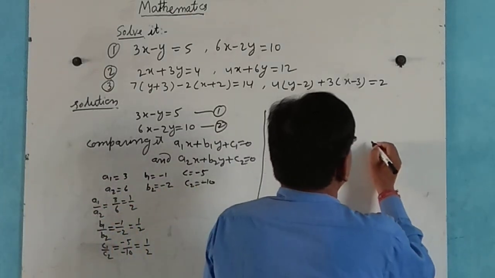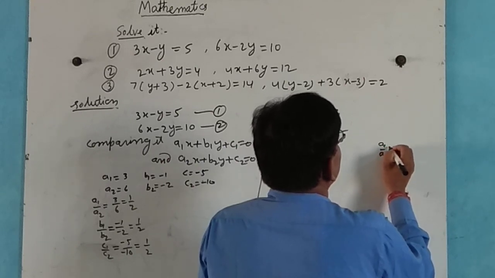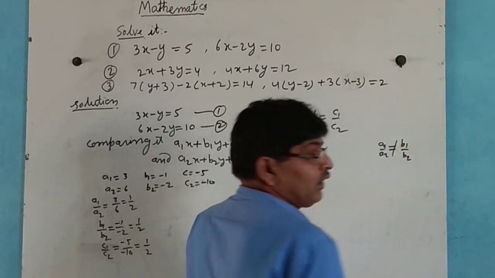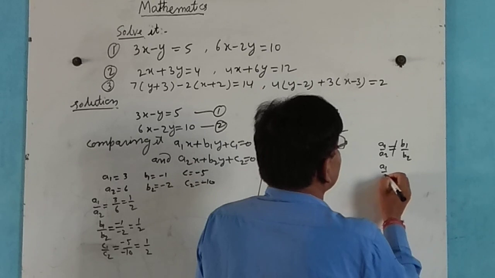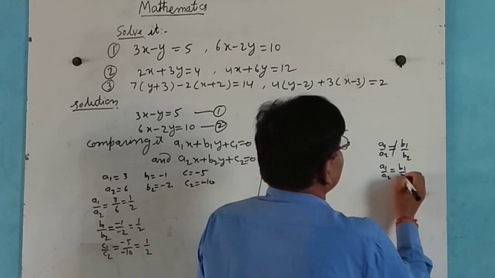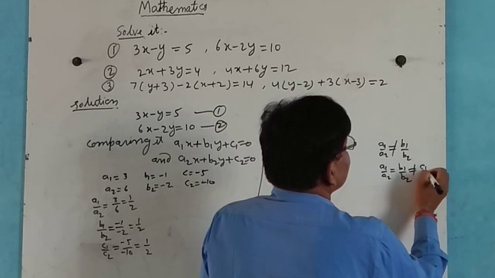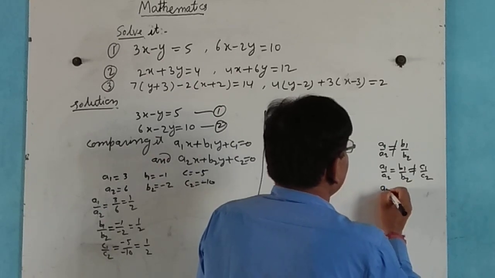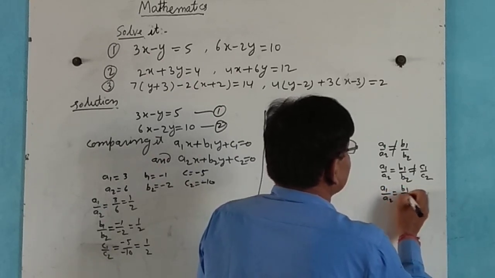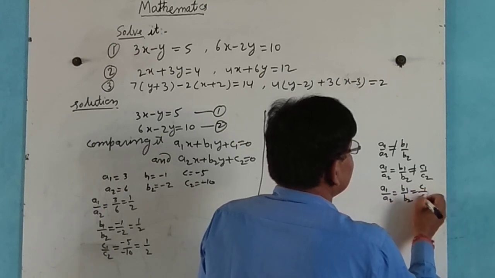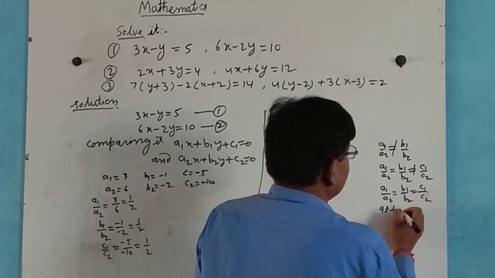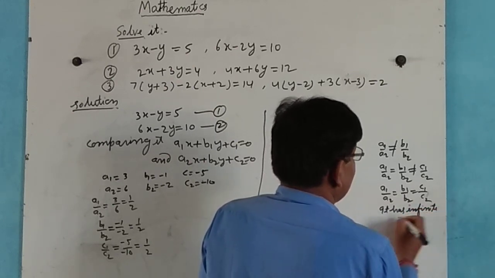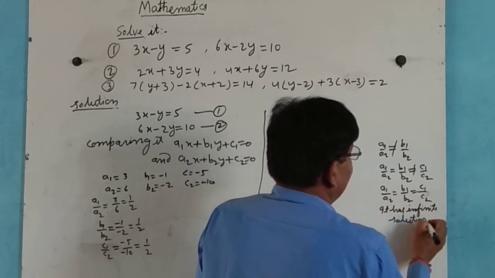As you know, if a1 by a2 does not equal b1 by b2, it has a unique solution. If a1 by a2 equal to b1 by b2 does not equal c1 by c2, it has no solution. If a1 by a2 equal to b1 by b2 equal to c1 by c2, it has infinite solutions.